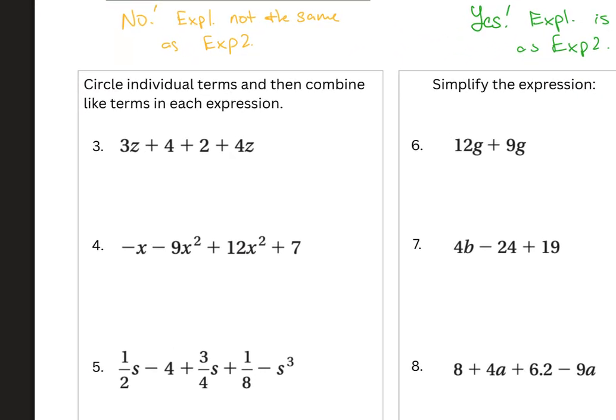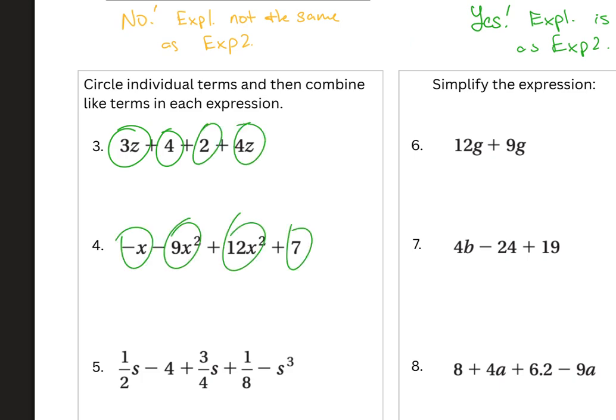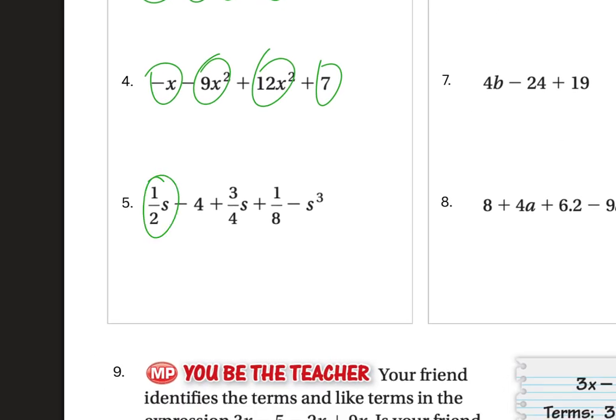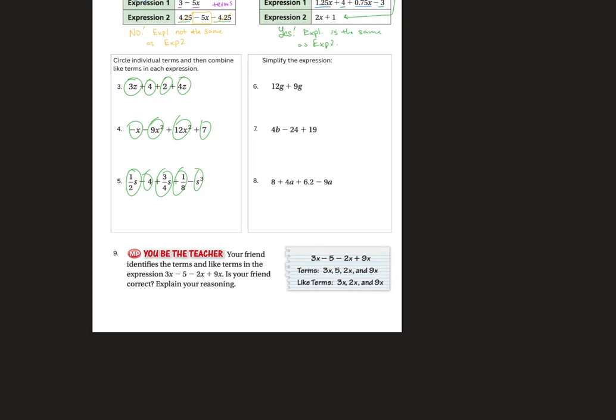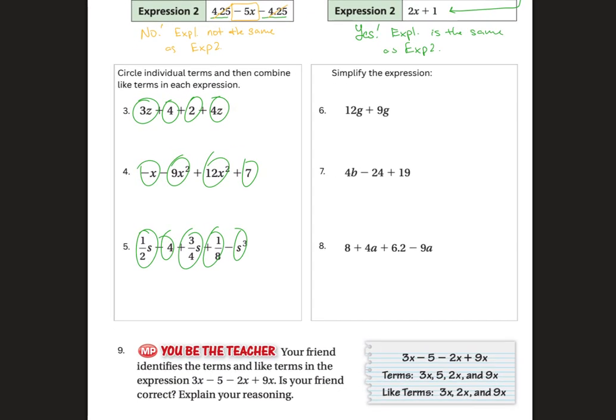So right here, it says circle individual terms and then combine like terms. I mean, okay, we can do that. There's 1, 2, 3, 4 terms. 1, 2, 3, 4 terms. Oops. 1, 2, 3, 4, 5 terms. And that's the only time we do that on this assignment. I'm actually going to erase that now because I don't want to have it on my paper anymore. But there they are. Those were the individual terms. Now we're going to combine like terms.